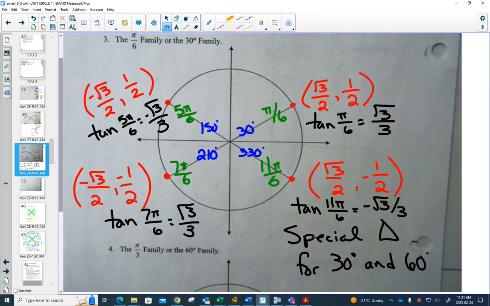So where did we end off at? Sine of 150 degrees. Was Gabby the last one? All right, Gabby gets to pick. Sine of 150 degrees.